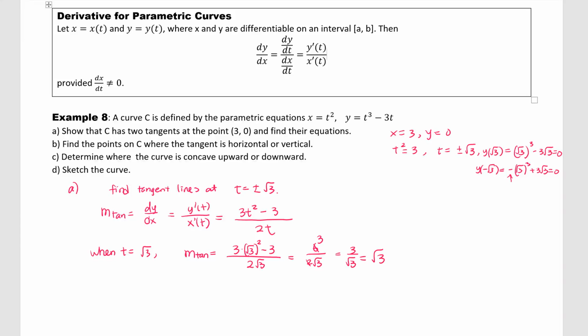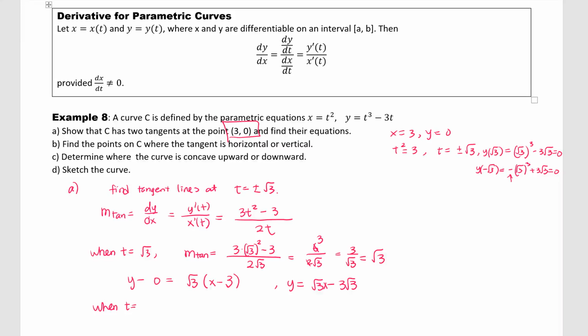Okay, now we know the slope, and we know it passes through the point (3, 0), so we can use the point-slope form. y minus the y coordinate of the point, which is 0, equals the slope times x minus the x coordinate of the point, which is 3. So we get y equals square root of 3 x minus 3 square root of 3. Okay, so this is one of the tangent lines.